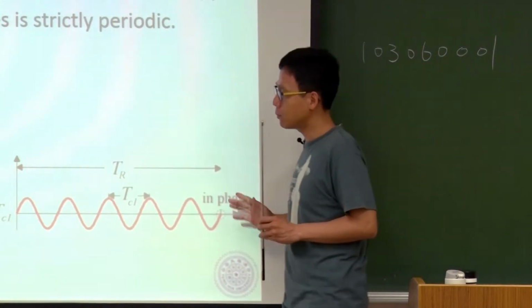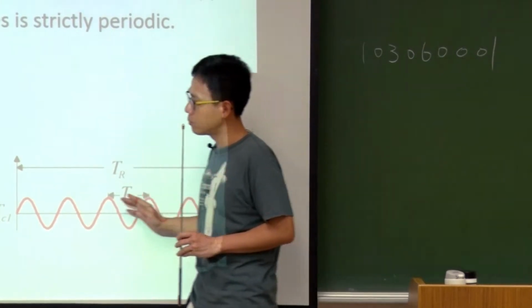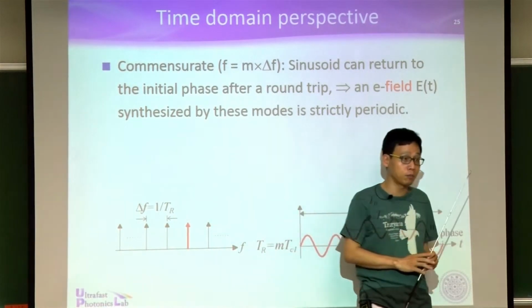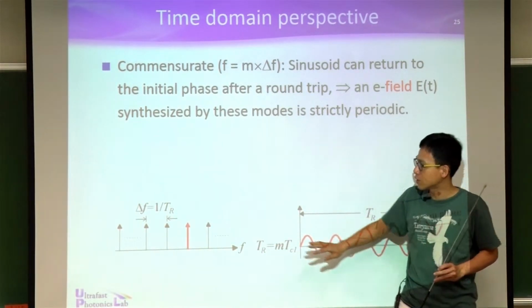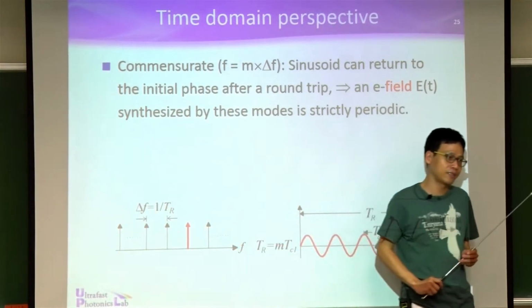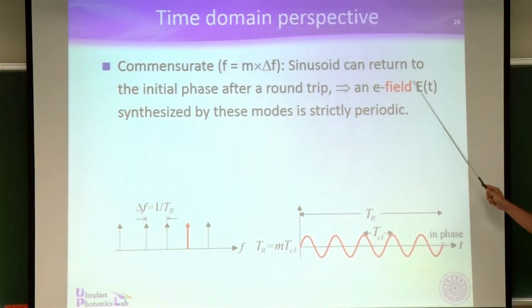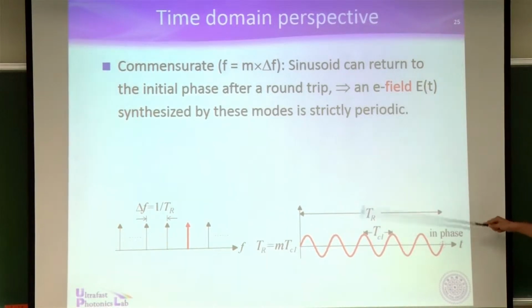So if you have a time domain waveform coming from superposition of not only one but a lot of frequency components, but all of them satisfy the commensurate condition, f equals m times delta f, what would happen? The synthesized electric field, E of t, is no longer a simple sinusoid, right? It is strictly periodic. For every TR, you get exactly the same waveform. Okay?